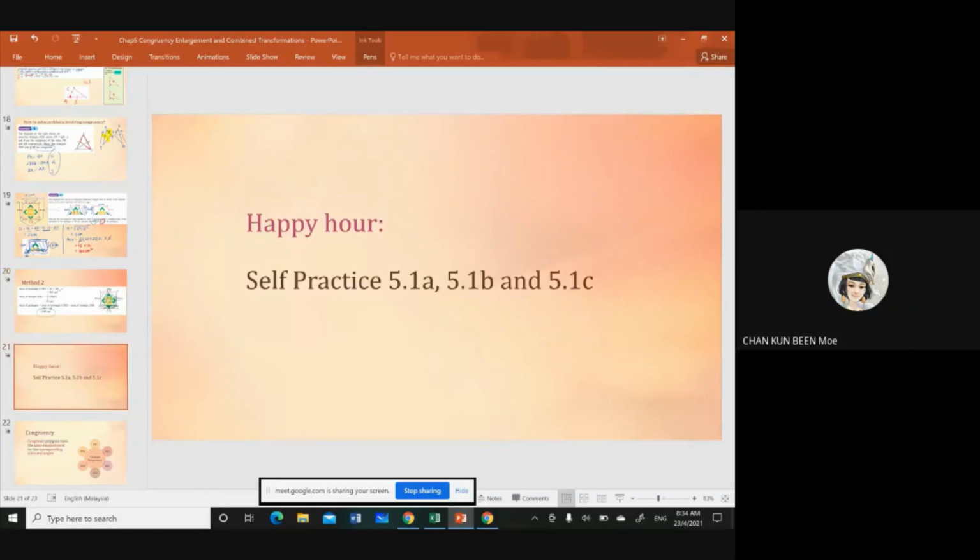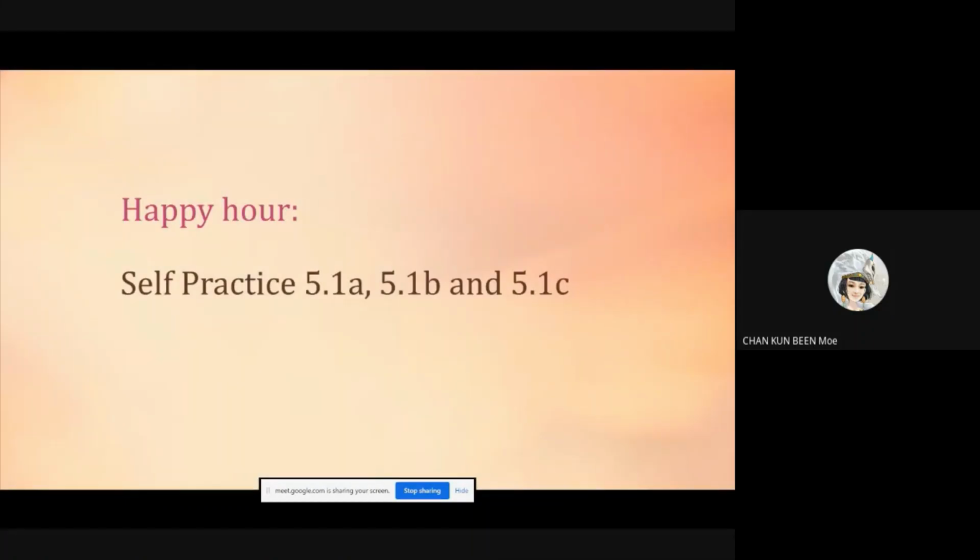That's the happy hour for today. Jot this down. This is the self-practice that I want you to do: 5.1a, 5.1b, 5.1c. All of it, you don't have to copy the question unless you want. Maybe you want to copy the diagram. That will be easier for you to show the calculation and so on. So the question, no need to copy, except for the diagram for 5.1c. The rest also, because the questions have a lot of drawings, it's up to you. If you are hardworking enough, you copy.